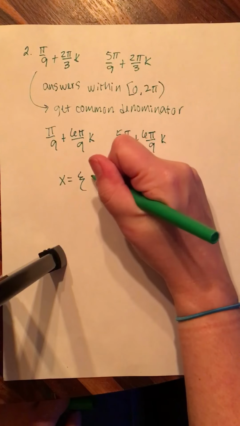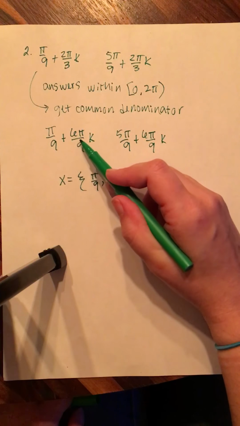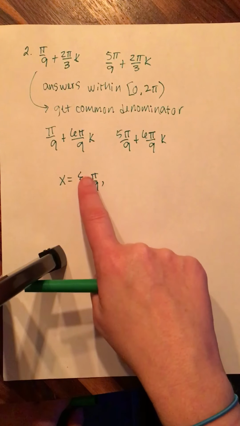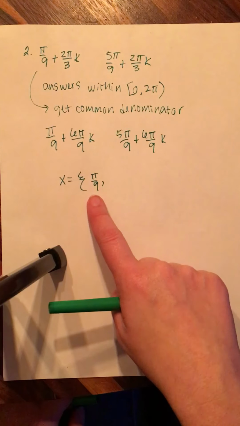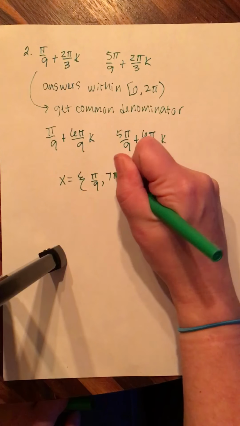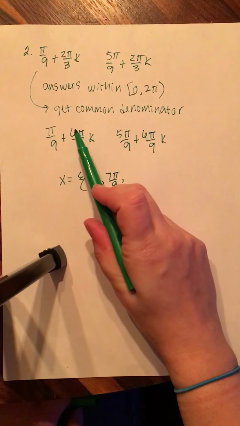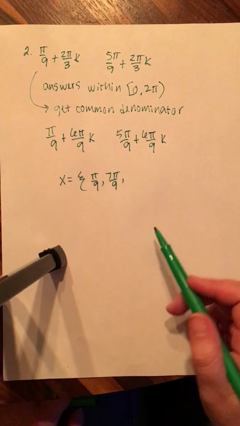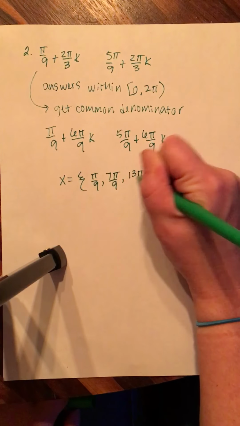pi over 9 is one of them. And now we're going to add 6 pi over 9 to it. So if I add 6 pi over 9 to 1 pi over 9, you just add 6 plus 1, you get 7 pi over 9. And then you can add it on again. So we can take 6 pi over 9 and add it to 7 pi over 9. So if we just add 7 plus 6, we get 13. So we have 13 pi over 9.